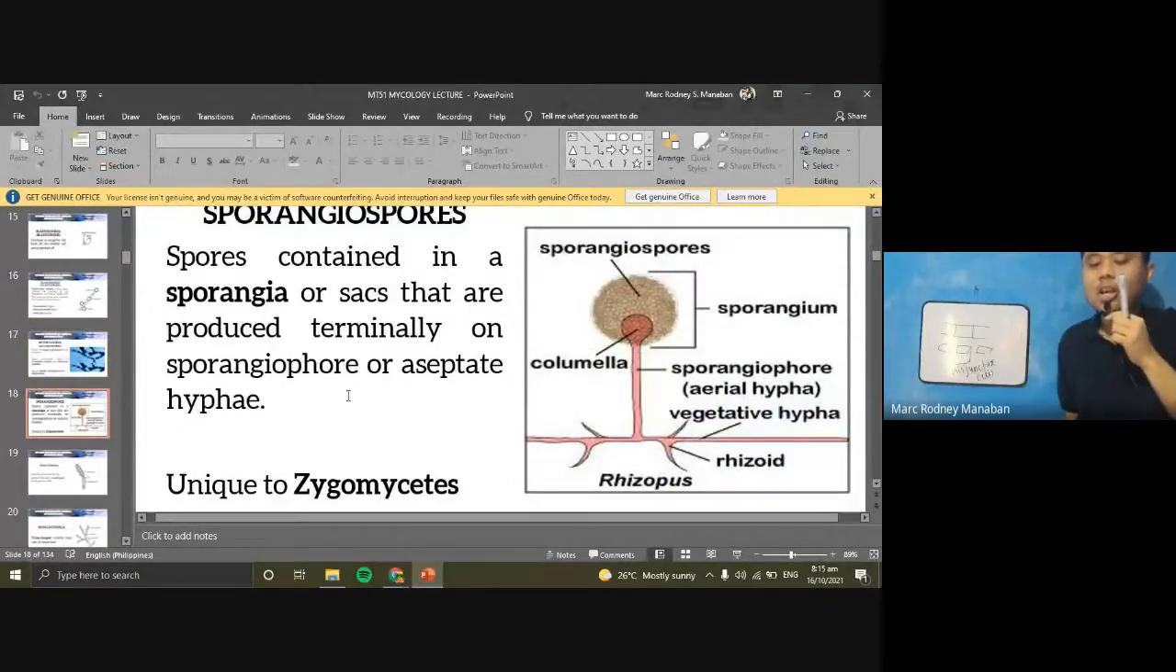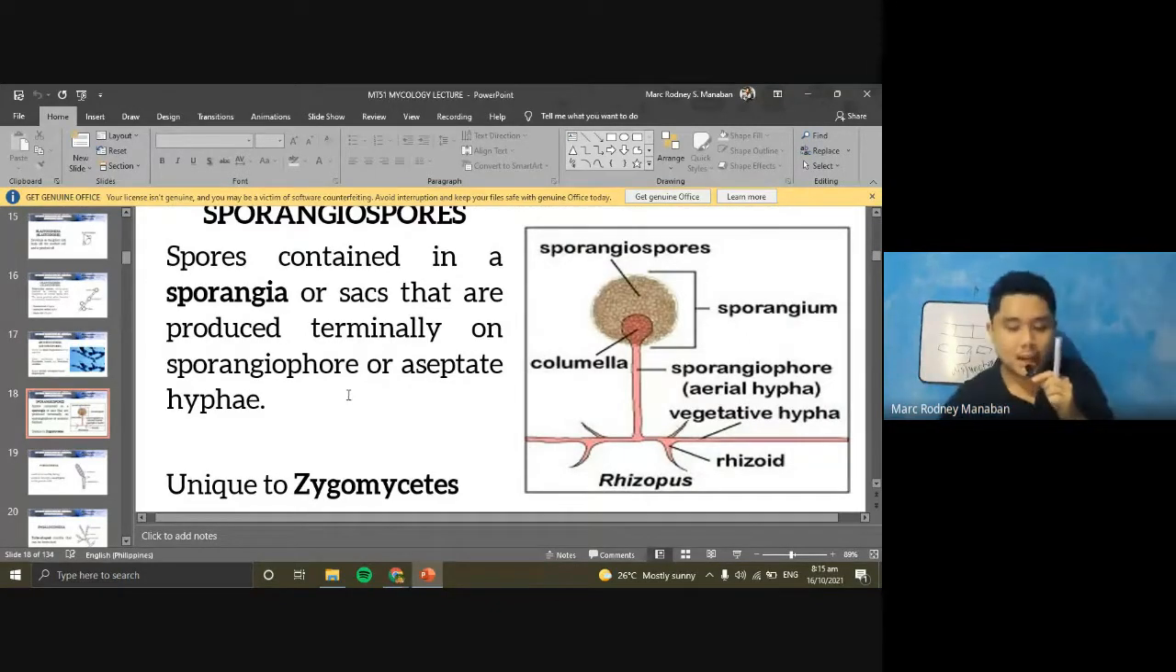Next, you have your sporangiospores, unique to your zygomycetes. Here's an example of the structure. You have the stolon, and then you have the sporangiophore or hypha that contains the sporangia. Inside the sporangia are the sporangiospores. The sporangium is a sac, and inside the sac are your sporangiospores. Again, this is unique to the zygomycetes, the molds.